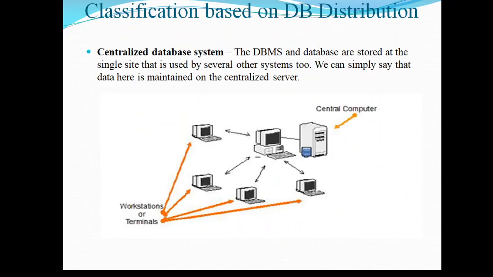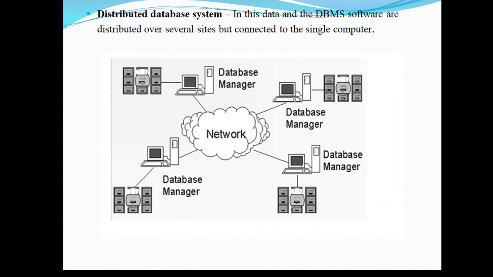Now we move towards the classification of DBMS based on database distribution. So we are classifying DBMS based on how the database is distributed. Under this category we come across two different types of DBMS, that is centralized database systems and distributed database systems.